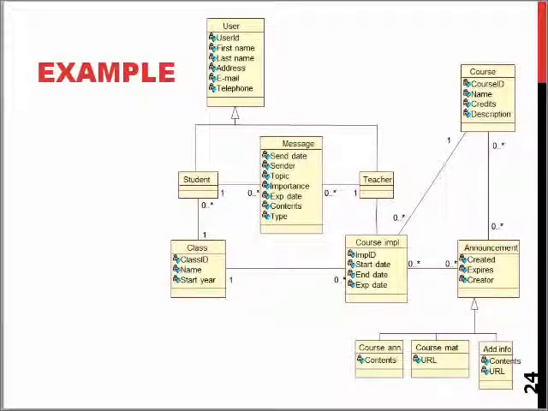For example, here we have users who are students, teachers, they can exchange messages. Students are in classes, teachers are doing courses, course implementations, which are part of some course structure and so on and so on. So this is the domain model. It more or less defines the things that happen, the information that's going around, and how the different things are connected.